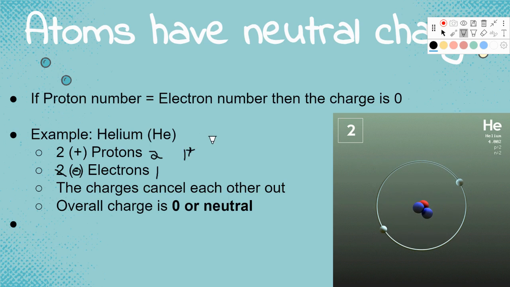So this would overall be a positive charge because there are more positive protons than there are negative electrons, right? It's all about which you have more of. So if you have more positive things, overall the atom's going to be positive. If it has more negative electrons, then overall the atom is going to be negative.